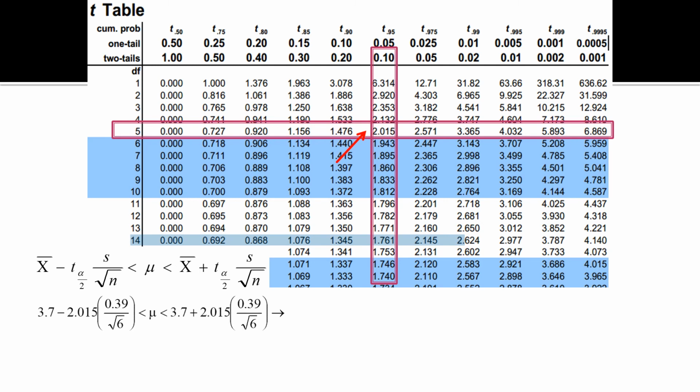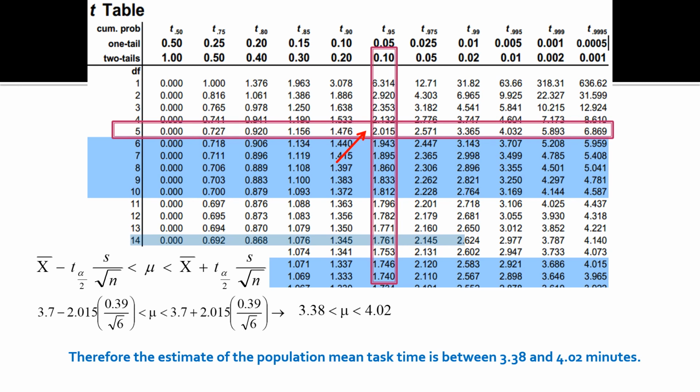Then let's just substitute that to compute the upper limit and the lower limit. So we have 3.7 minus 2.015 times 0.39 divided by the square root of 6 for the lower limit. And for the upper limit, it's 3.7 plus 2.015 times 0.39 divided by the square root of 6. And it will give us the estimate 3.38 and 4.02. So therefore, the estimate of the population mean task time is between 3.38 and 4.02 minutes.